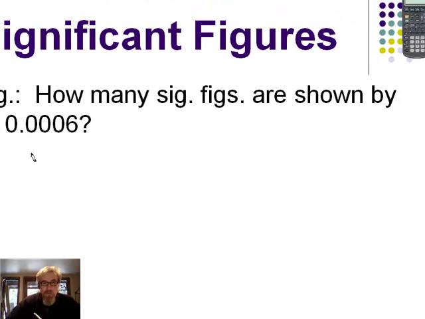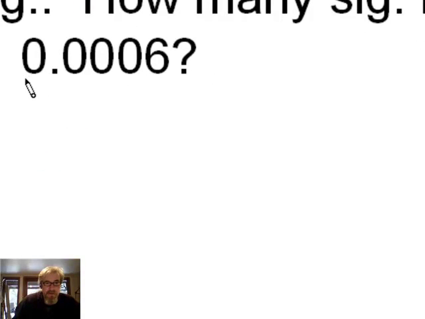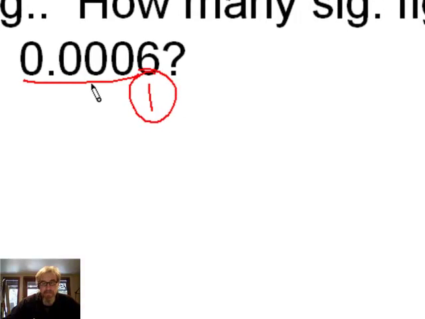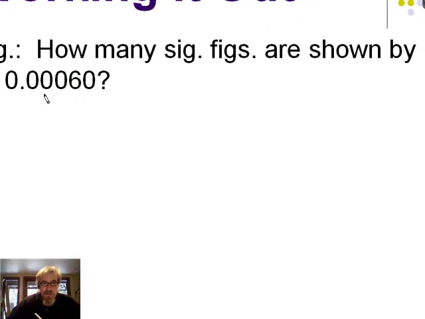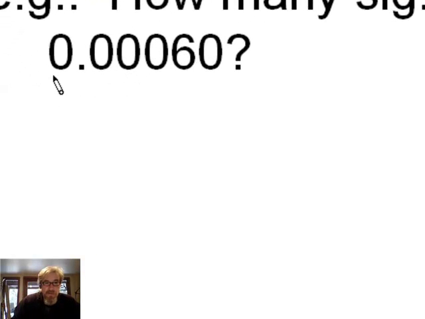In this number, I only have 1 significant figure. The zeros that come to the left of the first non-zero digit are not significant. So there's only one sig fig, and that's the 6. This looks like the same number we just had, but it's not in terms of precision. The zeros that come to the left of the first non-zero digit are not significant. But here we have two sig figs.